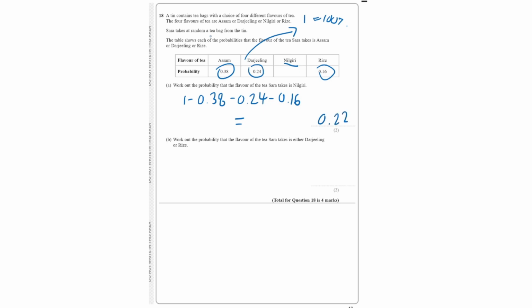Work out the probability that the flavor of the tea Sarah takes is either Darjeeling or Riz. So what does that mean? That means we have to add Darjeeling and Riz. So Darjeeling is 0.24 and Riz is 0.16. So when we add that together, we simply get 0.4.